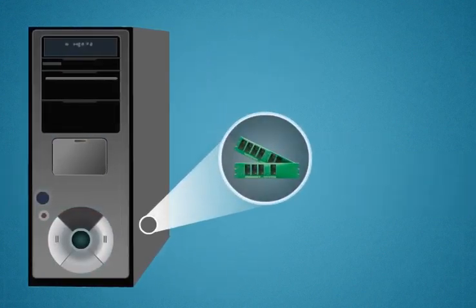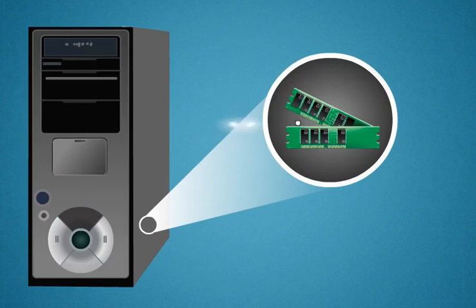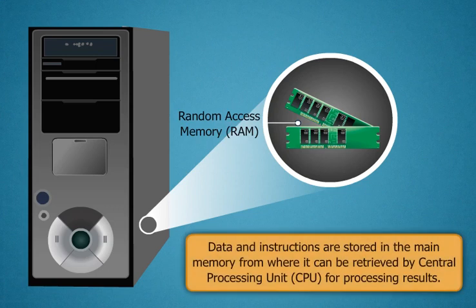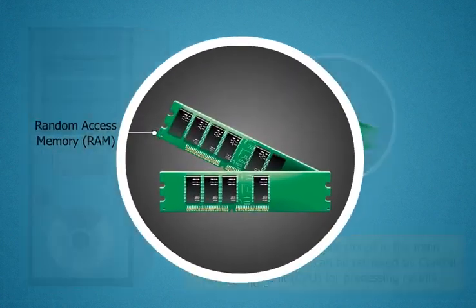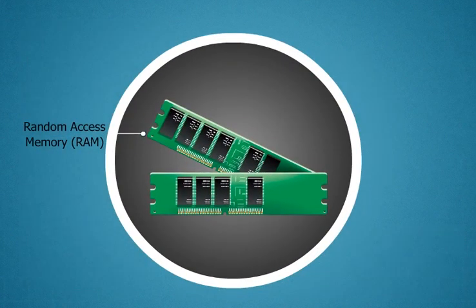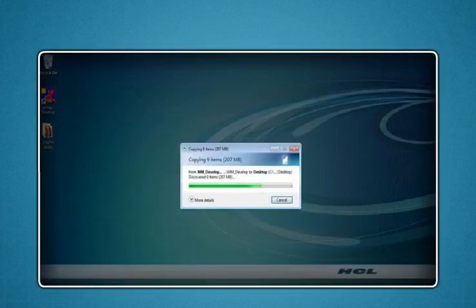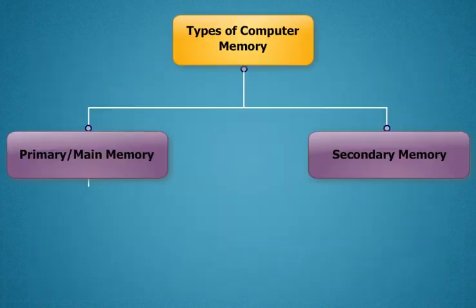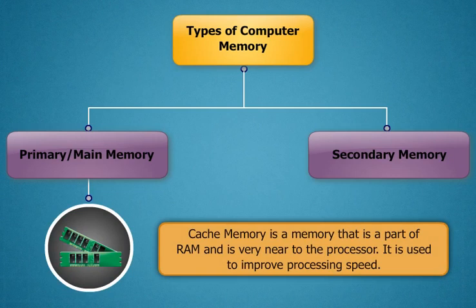The main memory is very fast and is also called random access memory or RAM. Data and instructions are stored in the main memory, from where it can be retrieved by Central Processing Unit or CPU for processing results. RAM is the memory in which all programs are stored. The speed of the computer depends on RAM. Cache memory is a memory that is a part of RAM and is very near to the processor. It is used to improve processing speed.